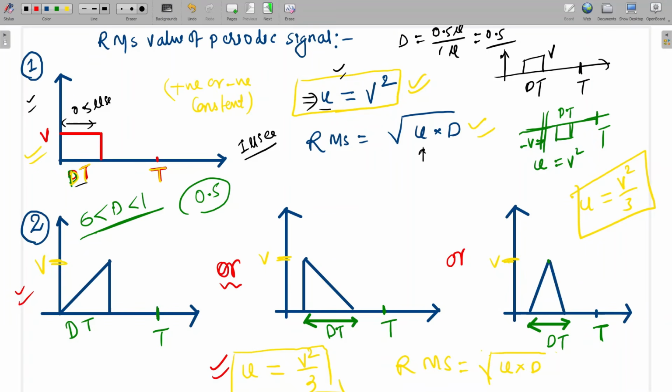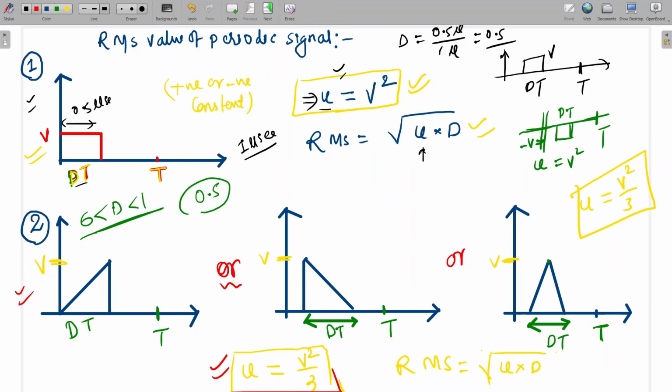So what is the u for different kinds of triangular waves? This triangular wave is rising, this is falling, and this is rising and falling. All have duty ratio D, like on time D. So for all these types of triangular waves, u will be V square by 3. Is it clear to all?